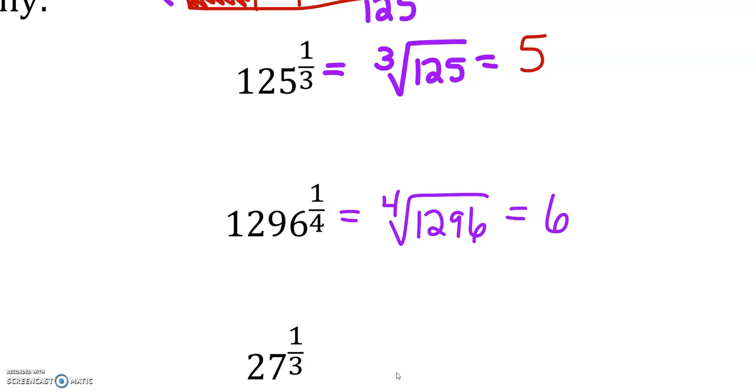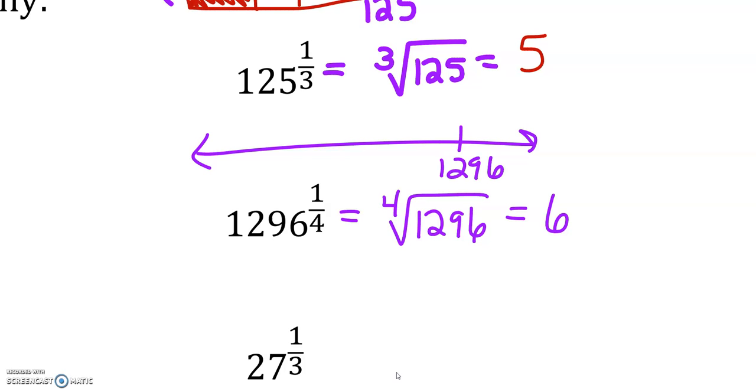It is 6, because if we took a number line, we wanted to get to 1296. Whoa, man, that just went nuts right there, right? 1296. And we are going to take some jumps. We are going to take 4 jumps. 1, 2, 3, 4.